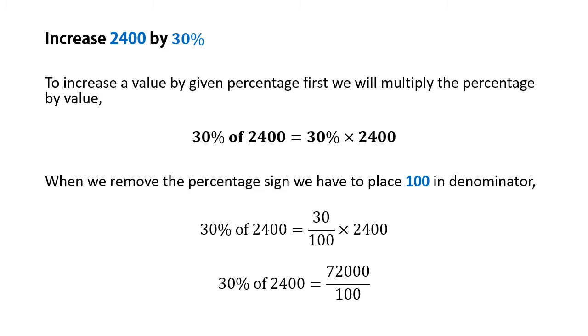First we have to increase 2400 by 30%. To do so, multiply 2400 by 30% as shown, then remove the percentage sign by placing 100 in denominator of 30, then simplify as shown.